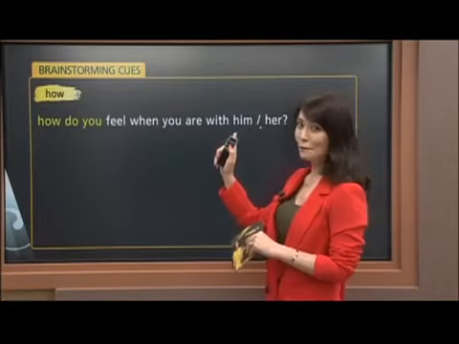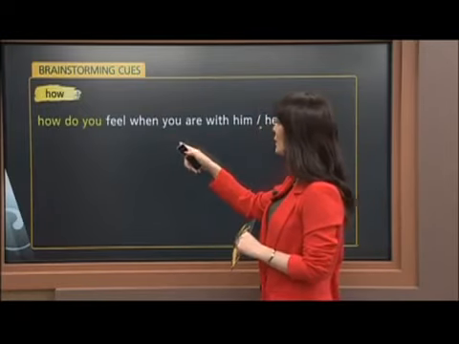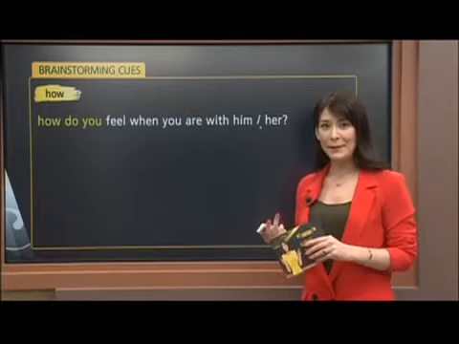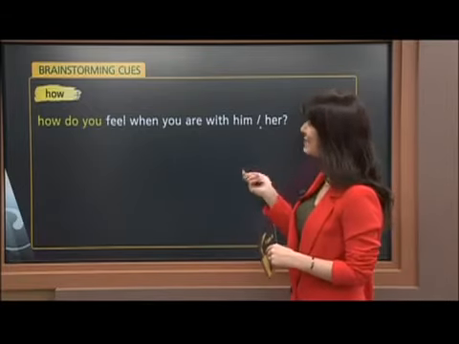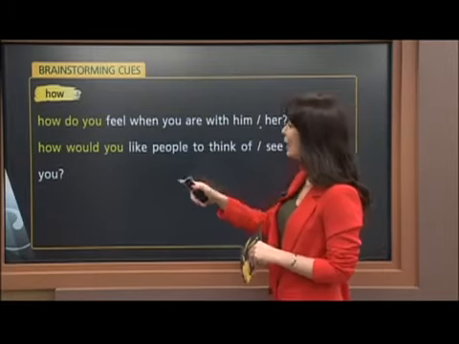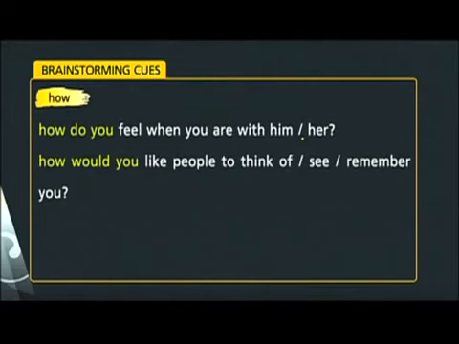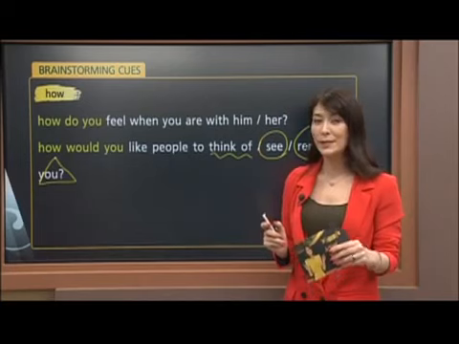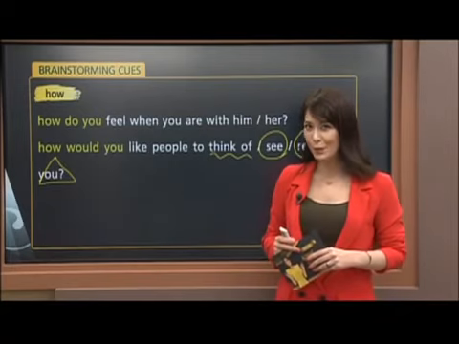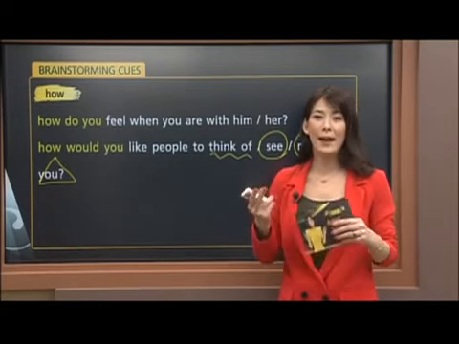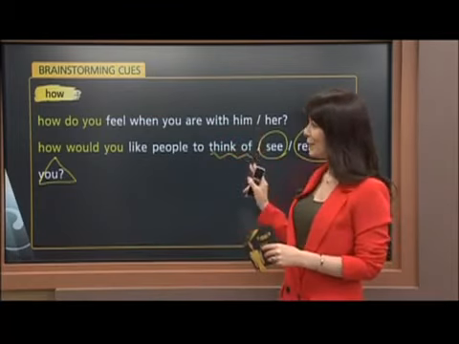Brainstorm that, and moving on to our final how. How do you feel when you are with him or her? Comfortable, happy, uncomfortable, sad, depressed, energetic, okay? Think about all those things. And moving on to our final question, how would you like people to think of or see or remember you? So we're thinking about, okay, think of seeing or remembering who? You. Okay, so what kind of person do you want people to think that you are? Okay, of course, I would like people to feel happy when they're with me, comfortable when they're with me, and of course, I would love to have people enjoy being with me. So think about those things as well.